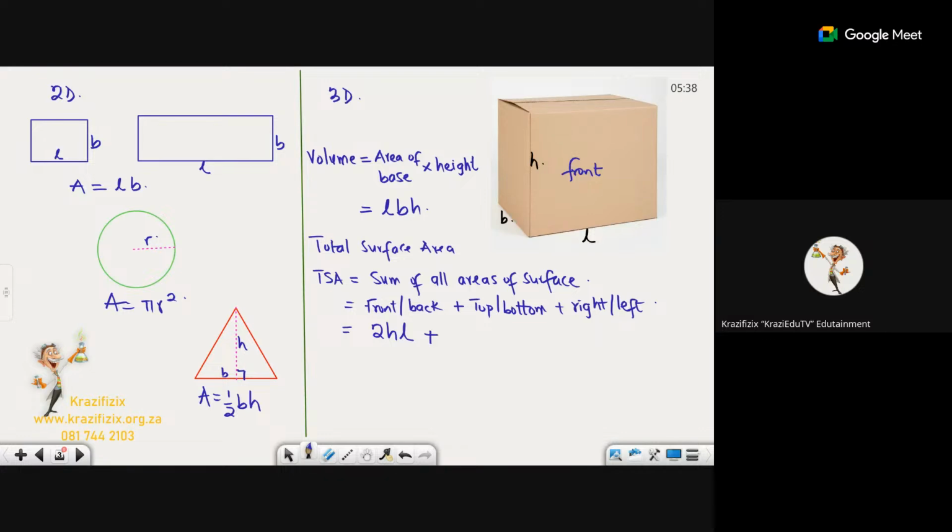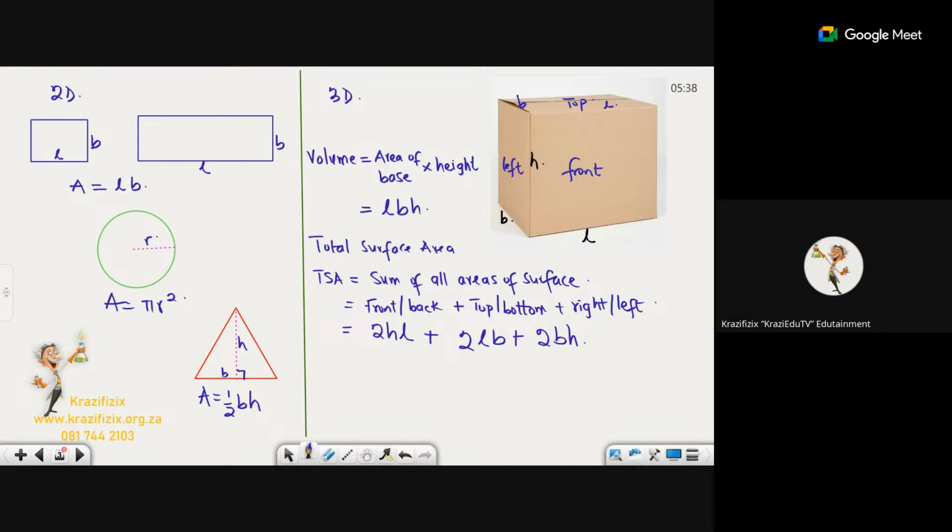Now, this is the top and the bottom. This is also going to be B, and this would be L. Top and bottom will be the same. So we can say 2 times length times breadth, plus right and left. This is the left side: length times breadth. But right now it is breadth times height, multiplied by 2. And you are done, guys.